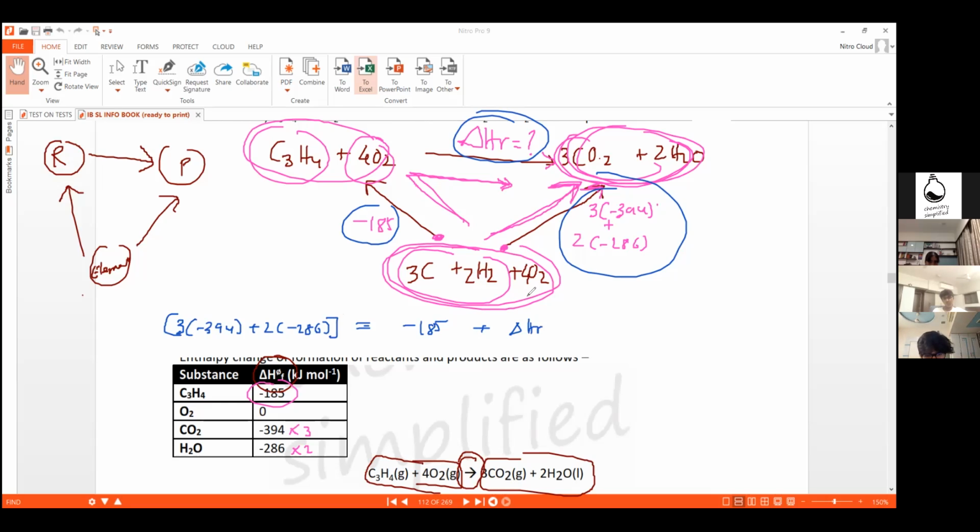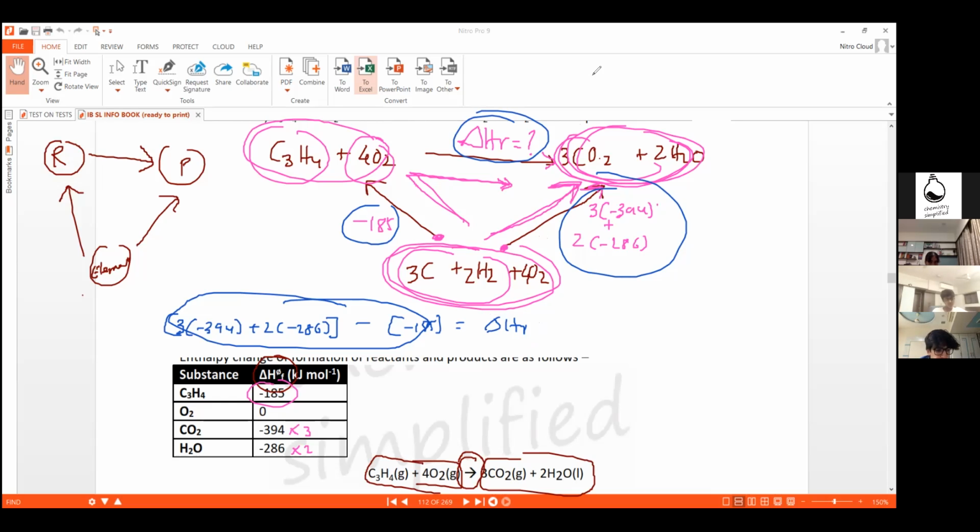So now if I have to find out the enthalpy change of reaction, I need to send the minus 185 to that side. So that becomes minus 185 is equal to enthalpy change of reaction. Whatever value I calculate and get here, that is the enthalpy change of reaction. So I'll get the same value as I obtained in the previous case when I used the formula.